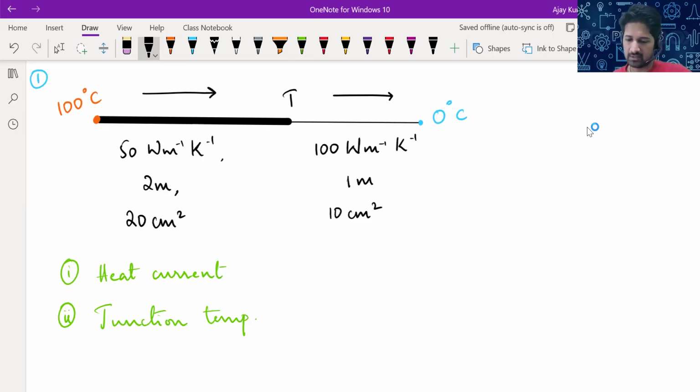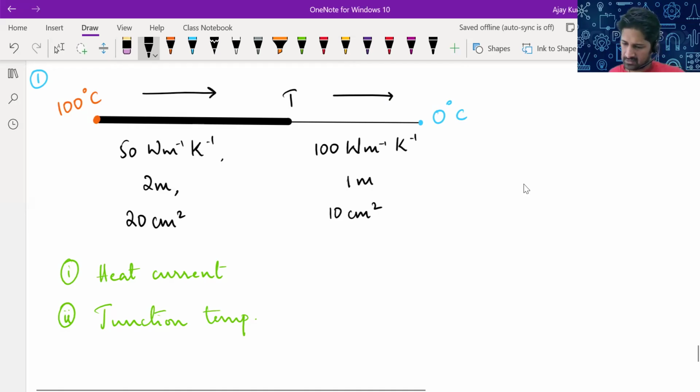Otherwise you can do it the other way. Treat them as thermal resistors. Find out the resistance of this part and find out the resistance of this part, and then resistors are in series. You know the effective resistance, you know total temperature difference and the effective resistance. You can get the heat current by applying Ohm's law. After deriving heat current, you can find out the junction temperature. So whichever way you want, you can solve. Let us do it the resistance way. We'll find out heat current first.